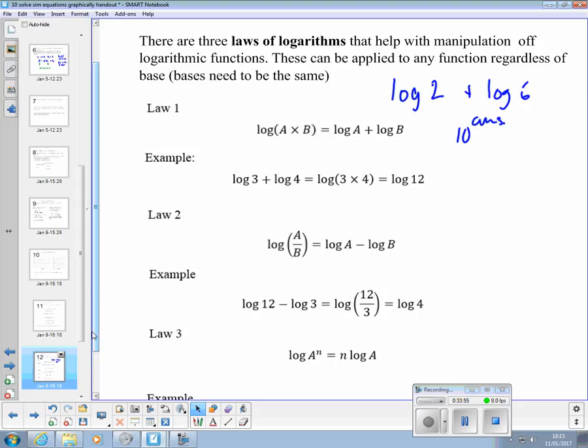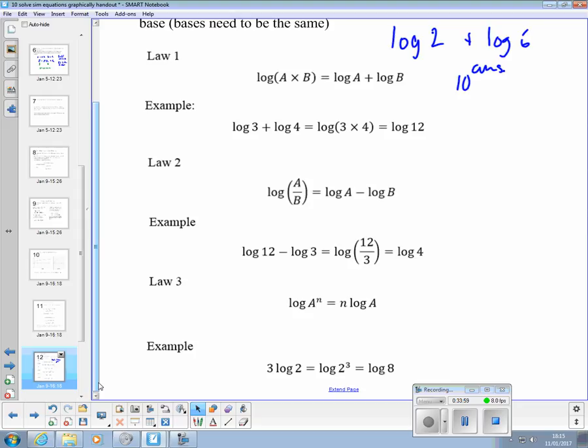And then the last law is that if you've got the log of A to the n, that's equal to n times the log of A. And these are all useful manipulations, as you're going to see in a minute. So you can actually use it to manipulate an equation. That's what we're going to do next week.